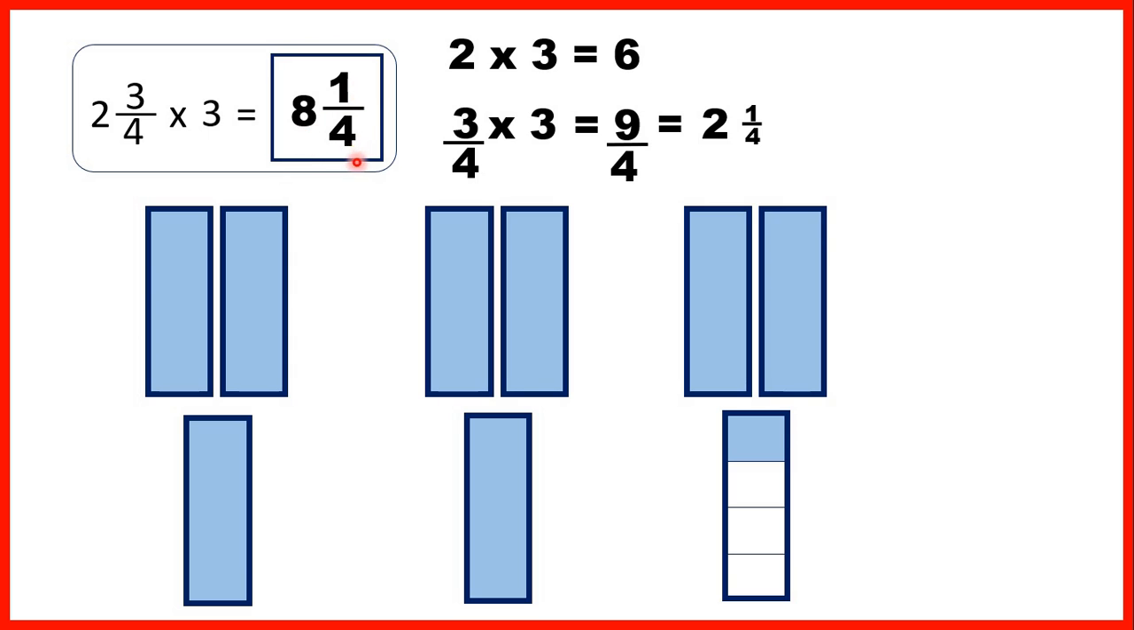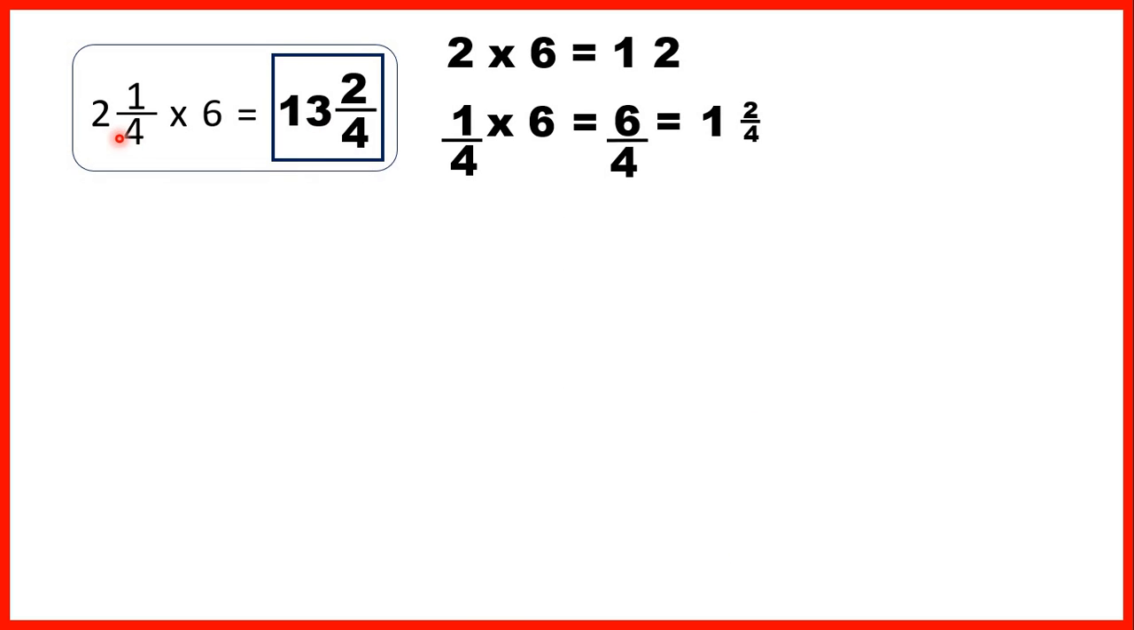Now let's try the other question we looked at. That was 2 and 1 quarter times 6. So we did 2 times 6 to get 12, and we did 1 quarter times 6 to get 1 and 2 quarters, and then we added up our answers to get 13 and 2 quarters. But let's think about what this multiplication is really telling us.